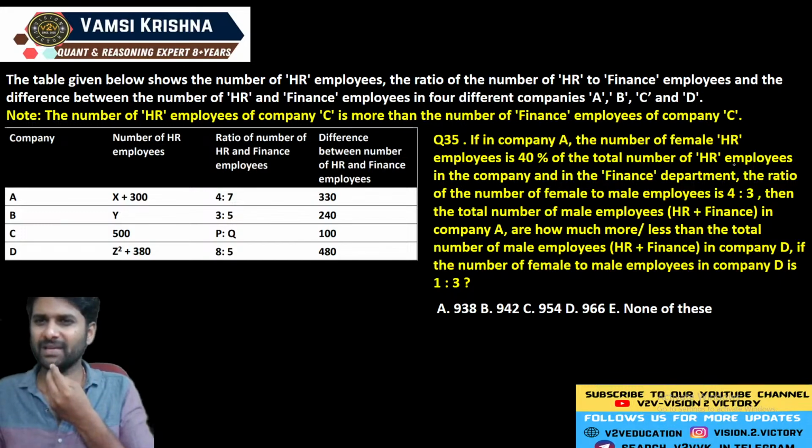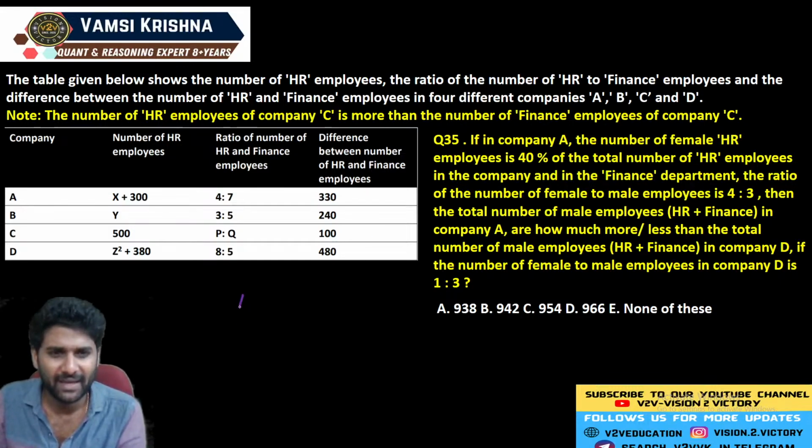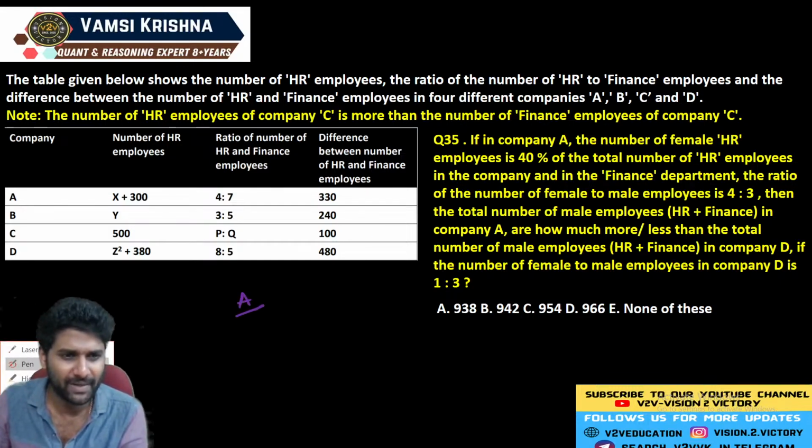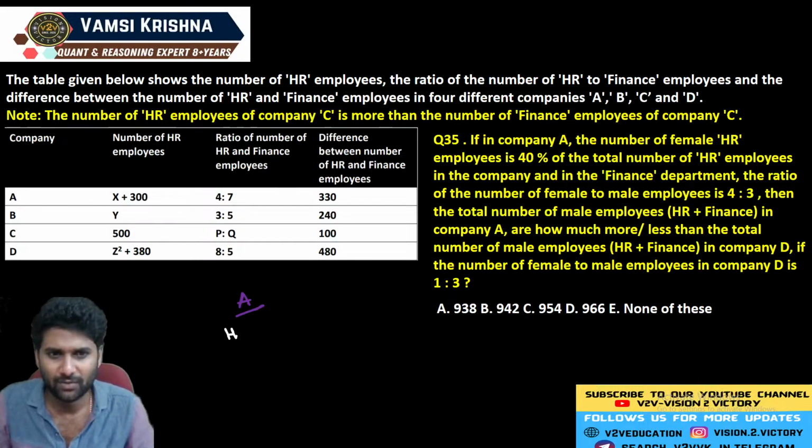The question: in a company, the number of female HR employees is 40% of total HR employees in a company. Now see, in company A, just go through the calculation for company A. You already know the calculation part. So in company A, the number of HR people is exactly equal to 440. So what about the finance? You are done with the calculation here. Finance is exactly equal to 770.